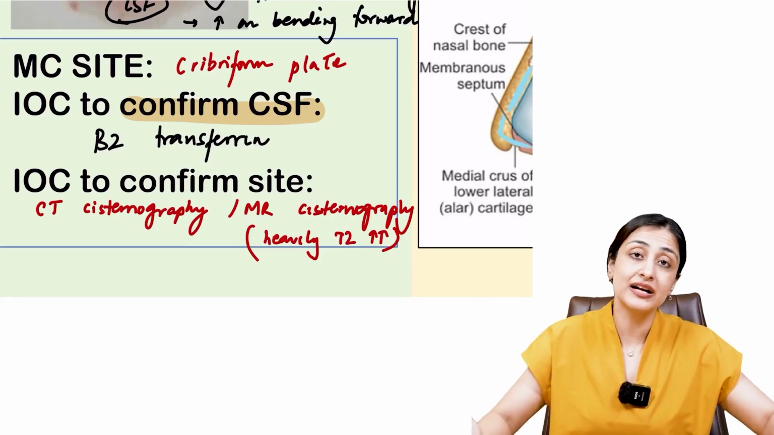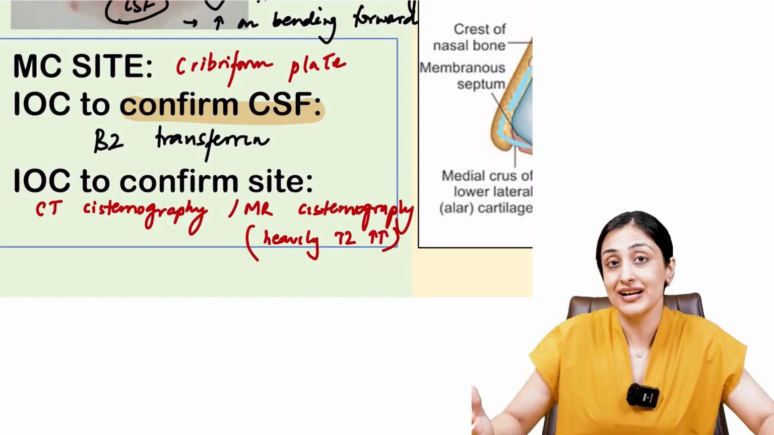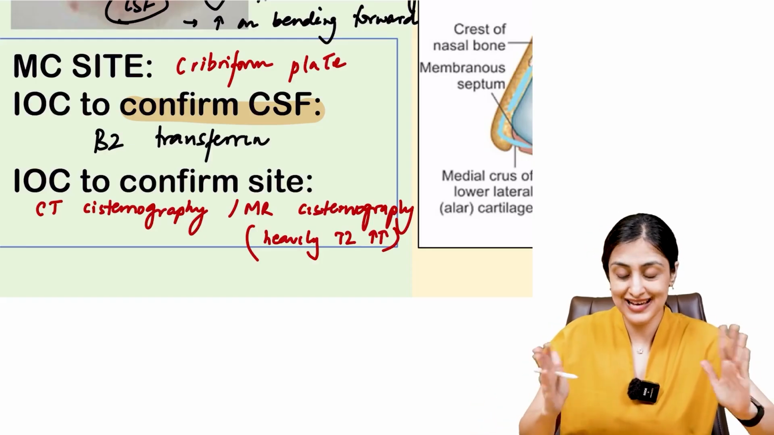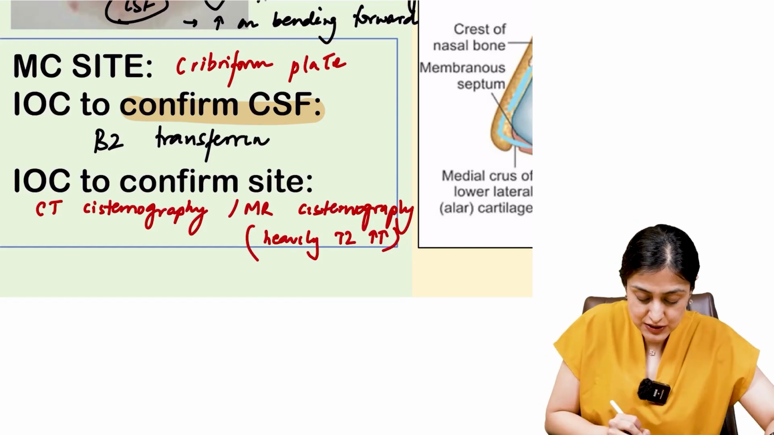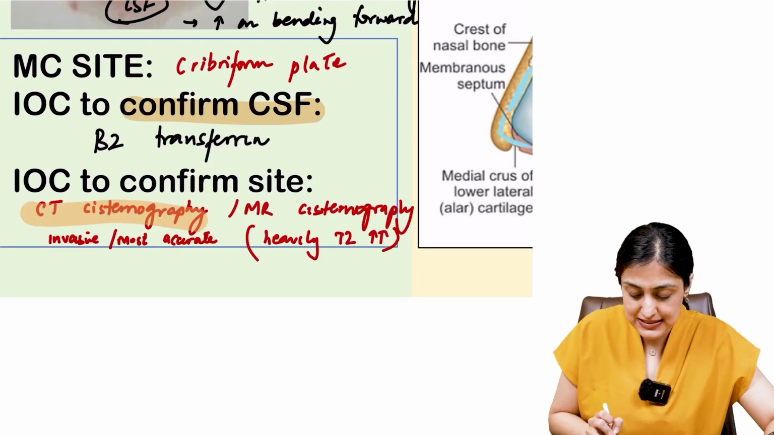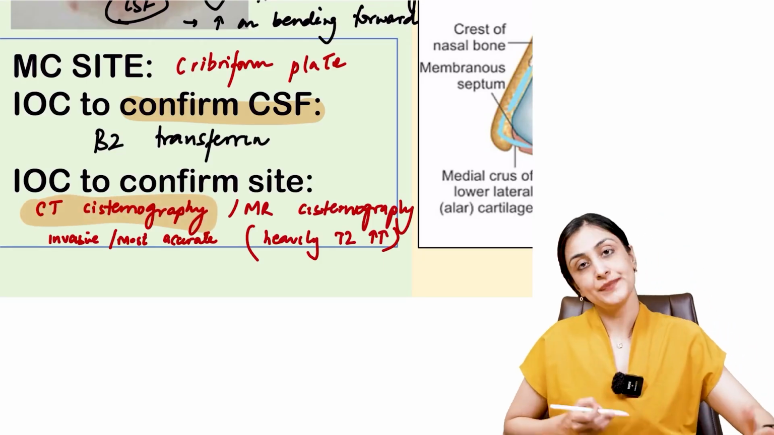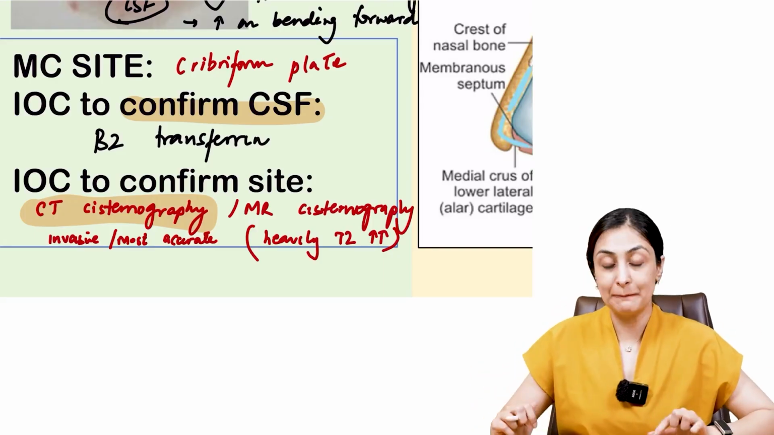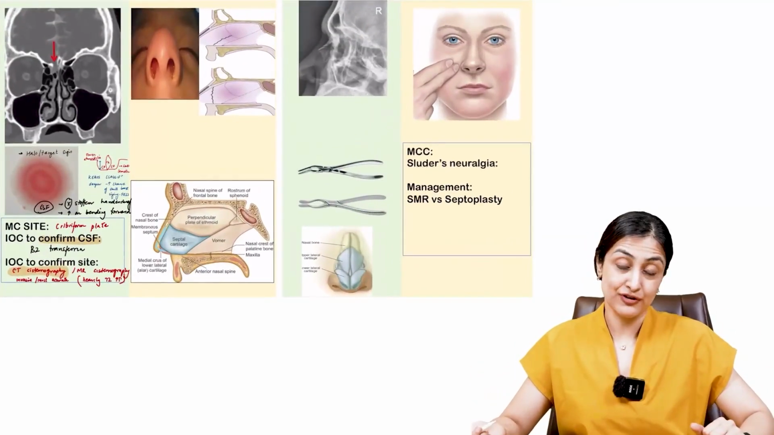The only problem, I can't do a bone imaging. I can't see the fracture, right? So both have their pros and cons. CT cysternography is invasive but most accurate. So if they ask you to choose one, I would choose CT cysternography. Okay, but you know now what both mean. Fine, so this is CSF rhinorrhea.